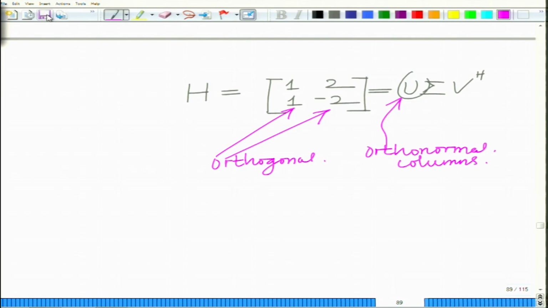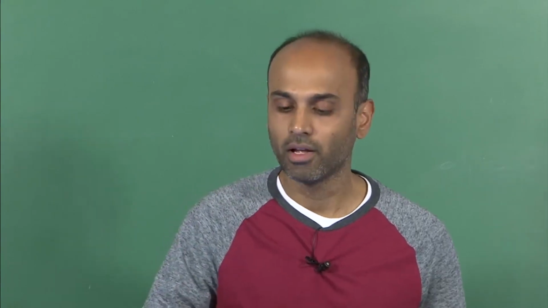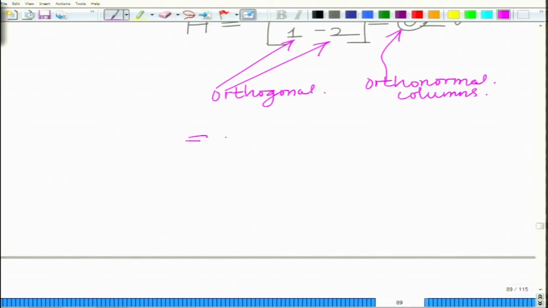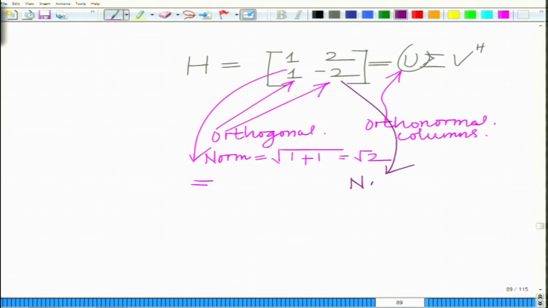You can see these two columns, 1 1 and 2 minus 2, are already orthogonal. So all we have to do is simply normalize them to unit norm, which means dividing them by their norm, and that I can do as follows. Remember, each column I have to divide by its norm. So the first column, the norm equals square root of 1 plus 1, which is square root of 2, and for the second column the norm is square root of 2 square plus 2 square, that is square root of 4 plus 4, that is square root of 8, which is 2 square root of 2.